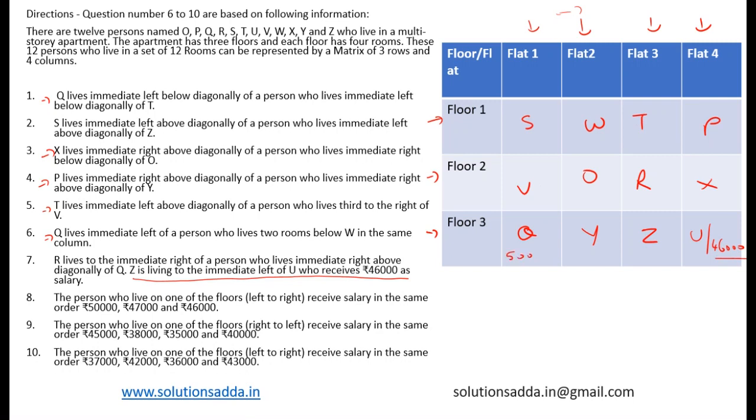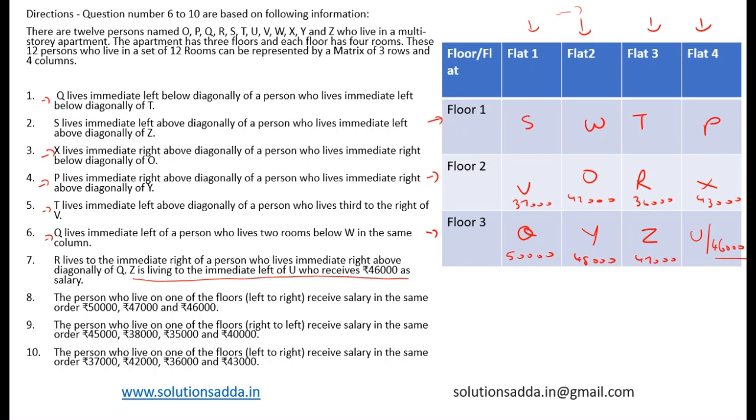That is 50,000, 48,000, 47,000, and 46,000. Now, the person who lives on one of the floors receives salary in the same order of 37,000, 42,000, 36,000, and 43,000. So, we can place it in the second floor, that is 37,000, 42,000, 36,000, and 43,000.